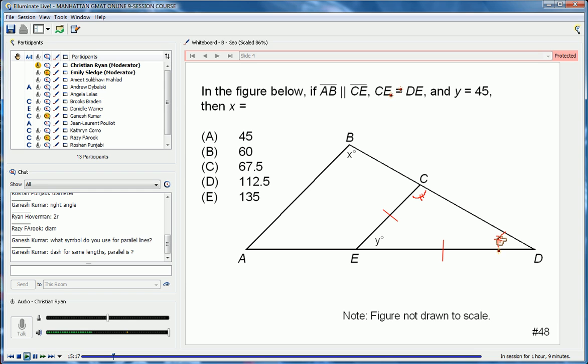Now, you do have the choice when you redraw this. You could force those two sides, CE and DE, to be the same. And that is a totally good tactic to take. It's a little scary, though, because your diagram will look different from the diagram on the screen, and that might throw you.